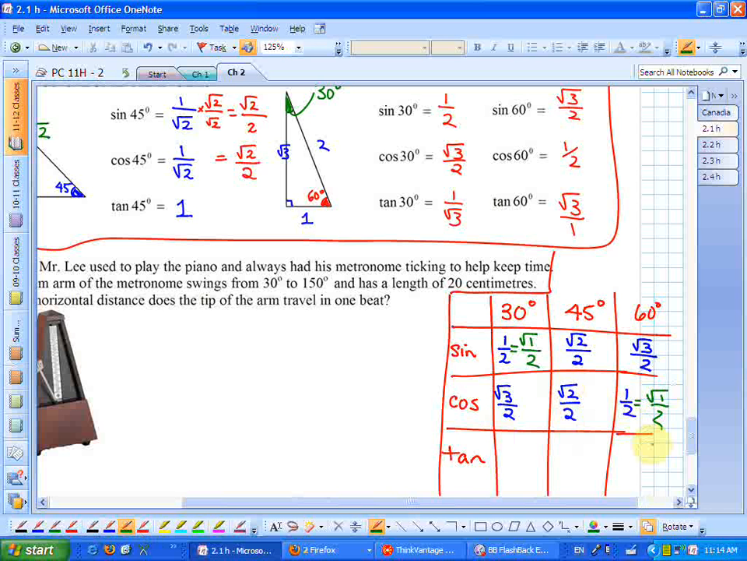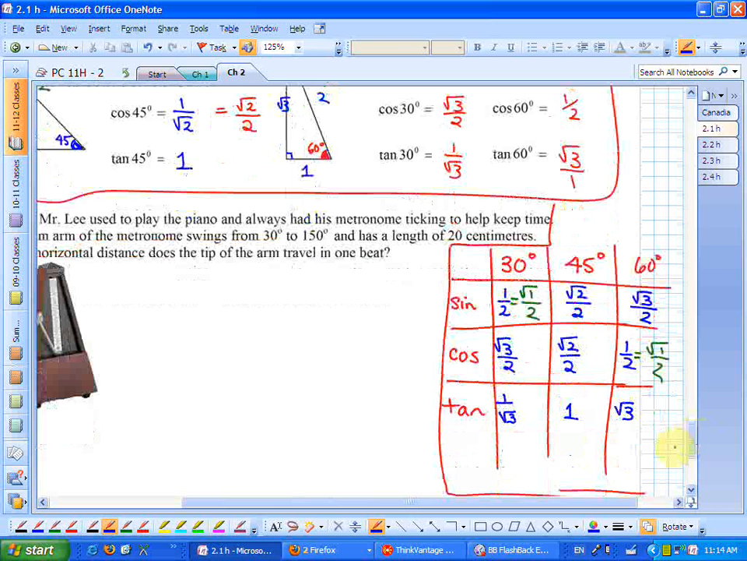And then what about tangent? Well, what's tangent of 30? That's 1 over root 3. What's tangent of 45? That's just the number 1. And tangent of 60 is just root 3. Now, how do you memorize these? You don't memorize them. But I want you to notice, where do the 1 and the root 3 come from?